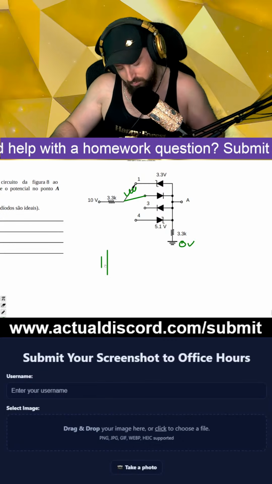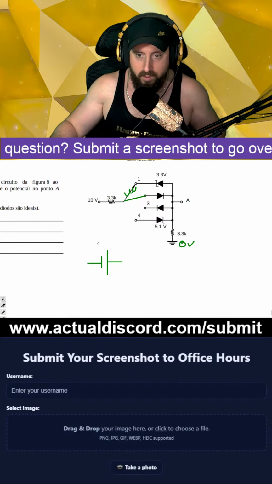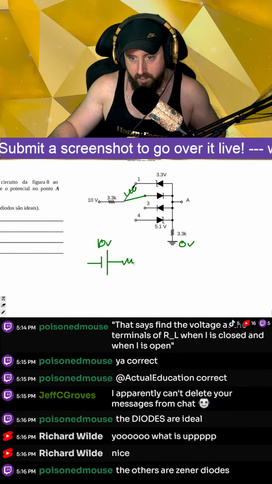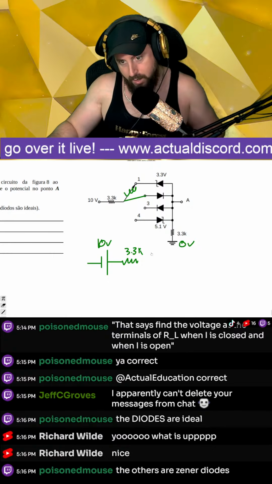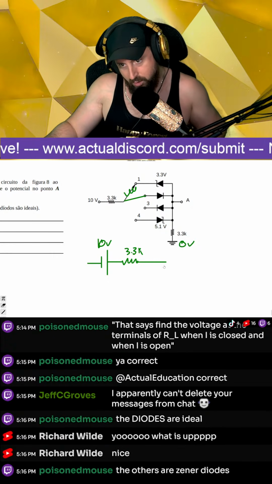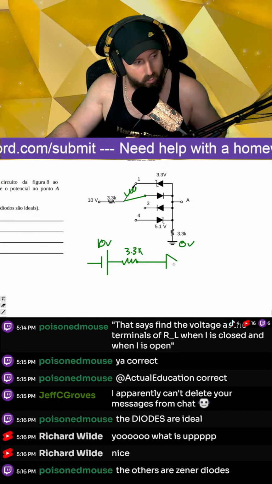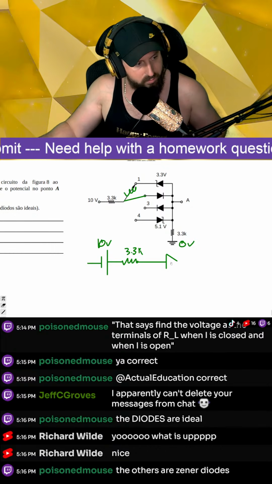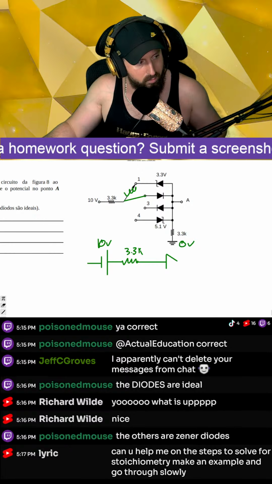Zener diodes. Okay, little circuits here. If this is 10 volts, and then I got 3.3K pulling here, and then we're dropping across a diode, which I think diodes drop how much? Like 1.7 volts? How much do diodes drop? Diodes drop voltage, right? I'm pretty sure they do.